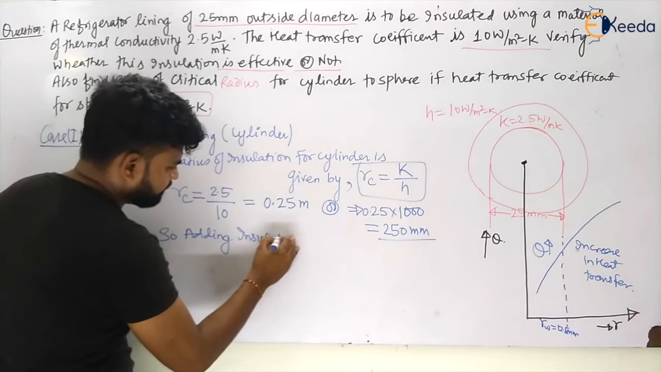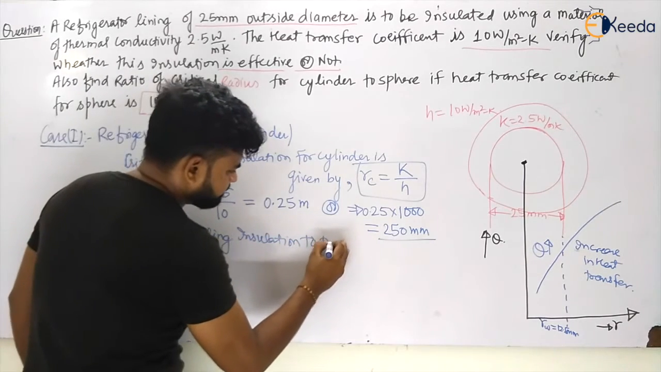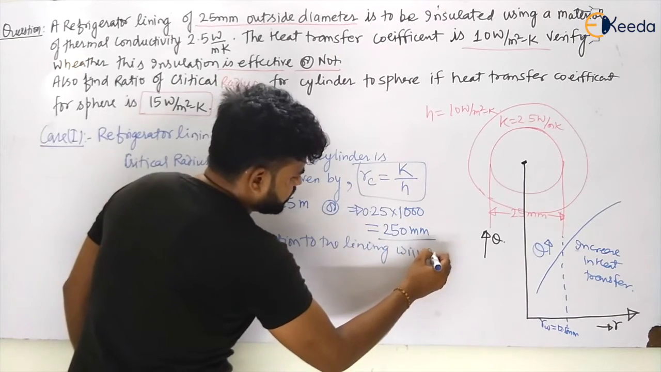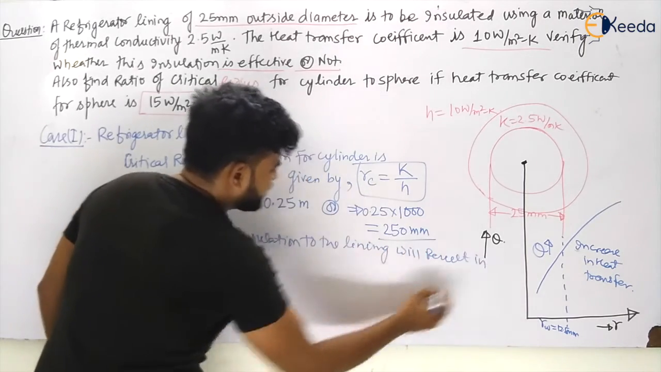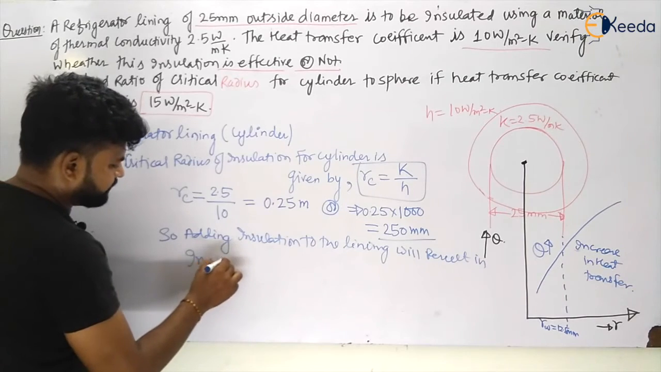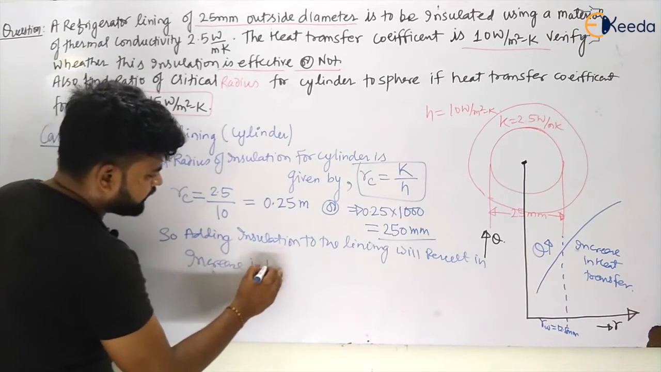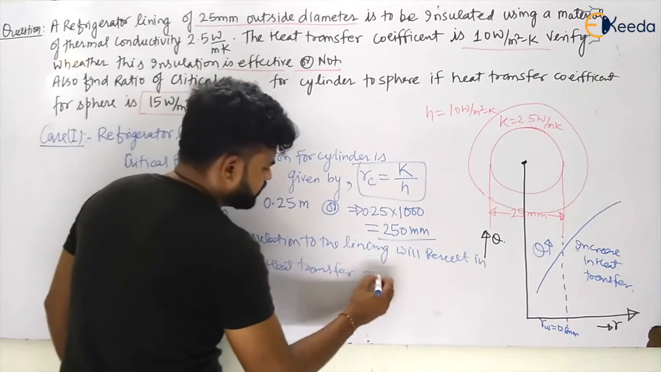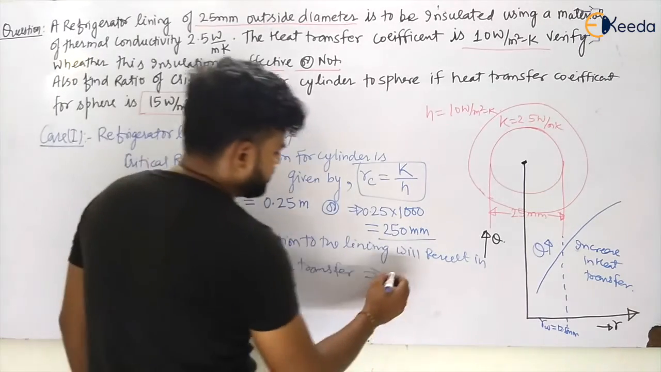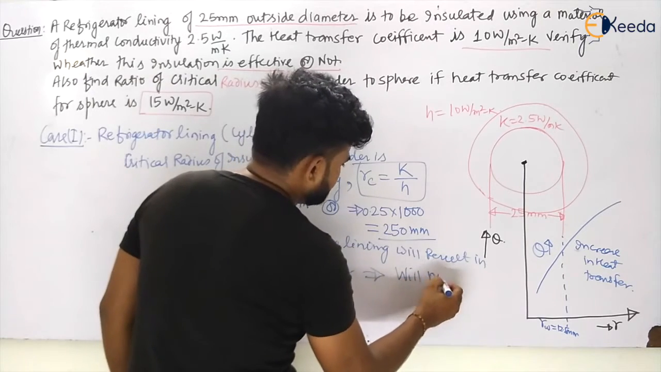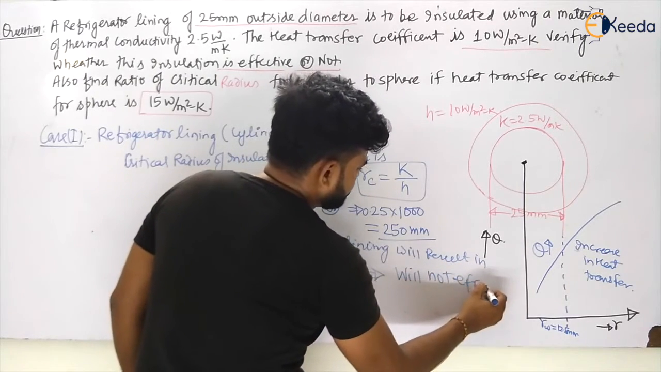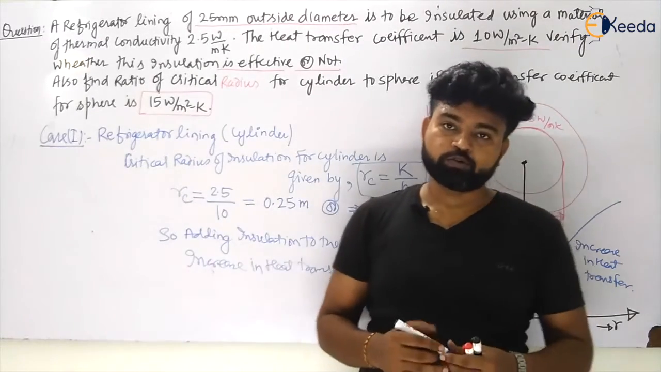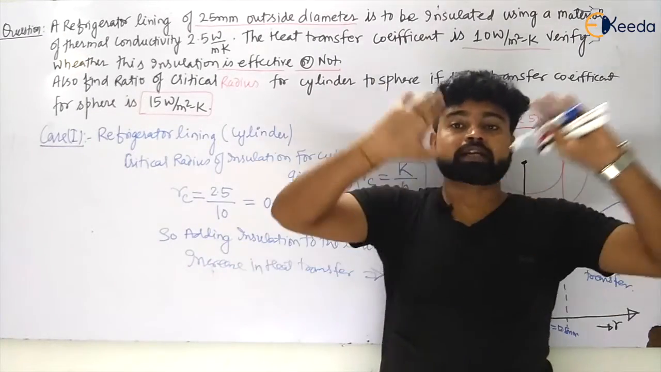So adding insulation to the lining will result in an increase in heat transfer, my dear students. So adding insulation will not be effective. We will not add any insulation because there is an increase in heat transfer, and due to which there will be more increase in heat.